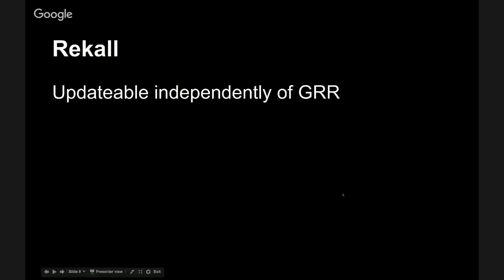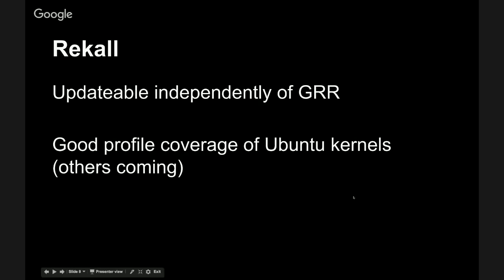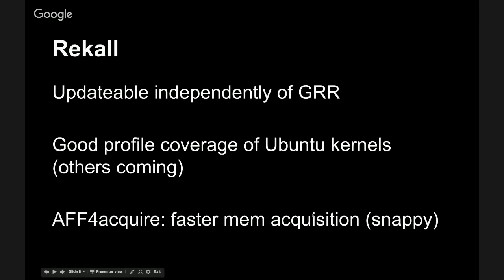So in terms of Recall, as I said, it's updatable independently of GRR now. We've got pretty good profile coverage for Ubuntu Linux kernels. Linux has traditionally been a tougher place to do memory forensics, but at least on Ubuntu we've got good profile coverage now. We've also made the regular memory acquisition process a lot faster. We now have the AFF4 acquire plugin that uses Snappy compression, so we get good compression and move the memory image quicker. That was a good performance improvement that came with newer Recall.